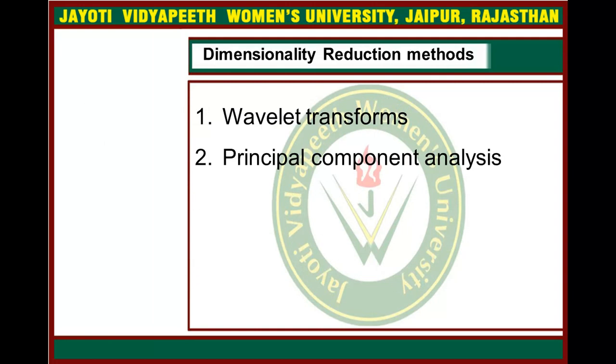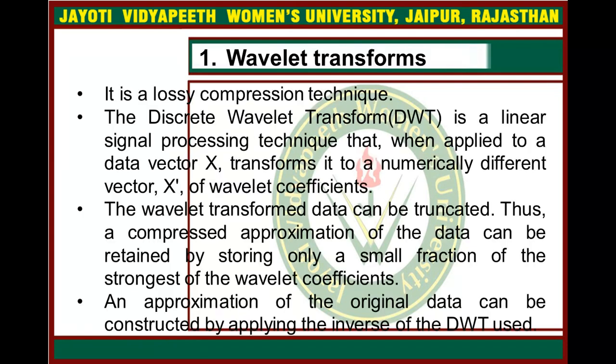So these are the methods of dimensionality reduction: wavelet transform and principal component analysis. First comes the wavelet transform. It is a lossy compression technique. Okay, so this is also called the DWT, that is discrete wavelet transform.